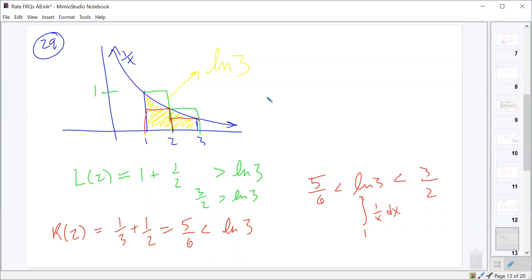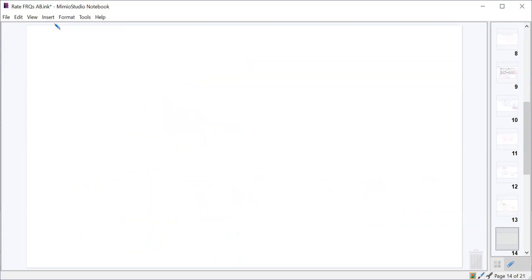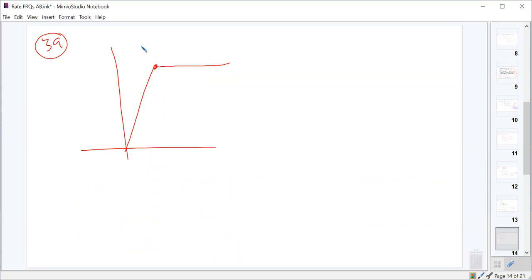All right. Next up is 39. 39 gives us a graph of a function, looks like this. This point is the point (2, 10). This point is the point (5, 10). It says find the average value of the function on the interval 0 to 5.